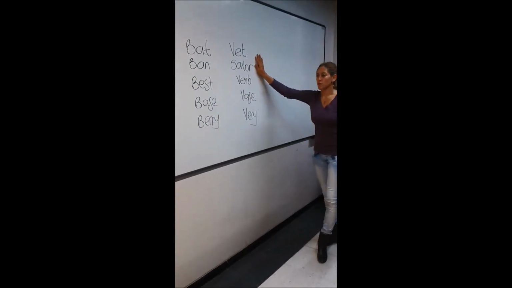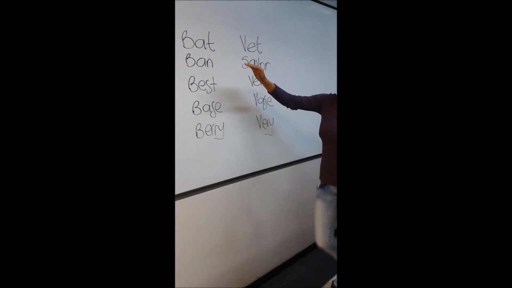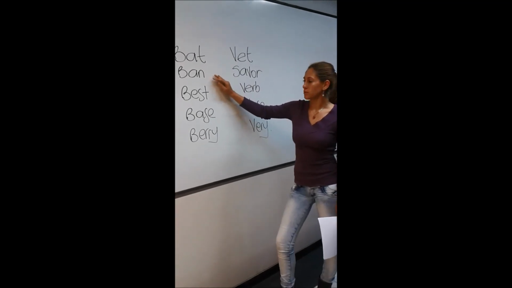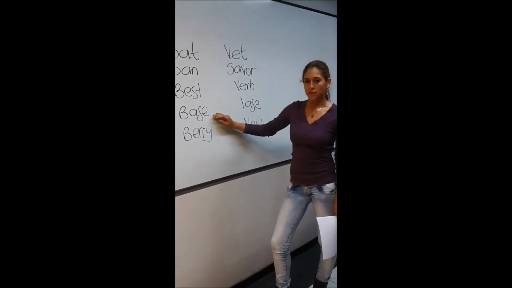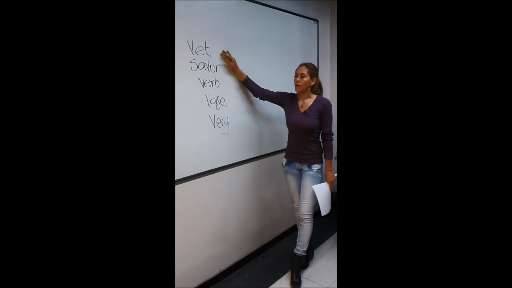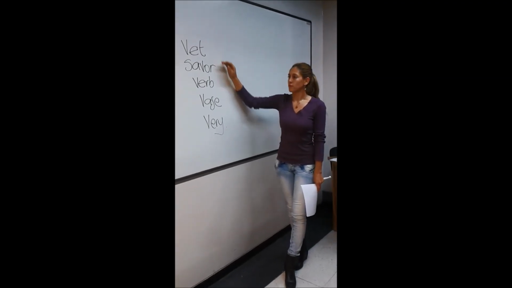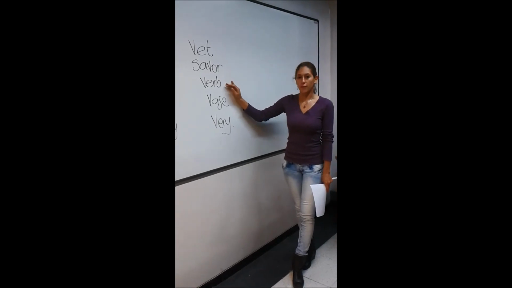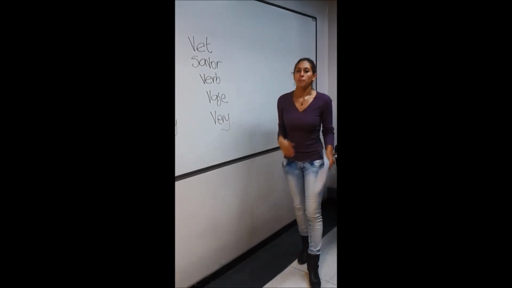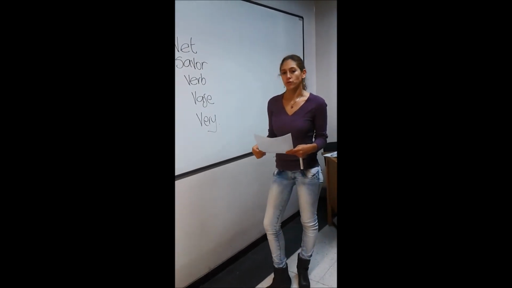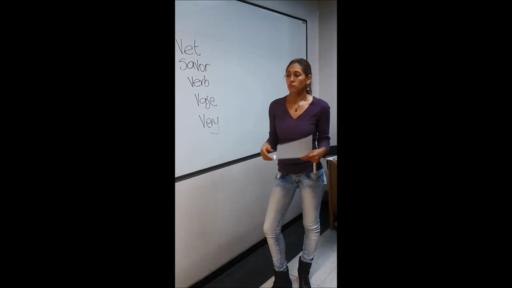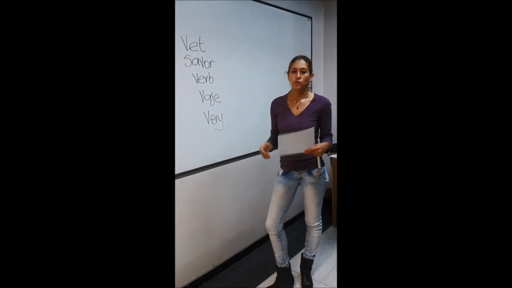Here we have some examples. The first one with B: bat, ben, best, base, berry. With the other consonant: vet, saver, very, vase, and vary. The big problem with those consonants is that people sometimes confuse them because in both cases we have to use the lips.